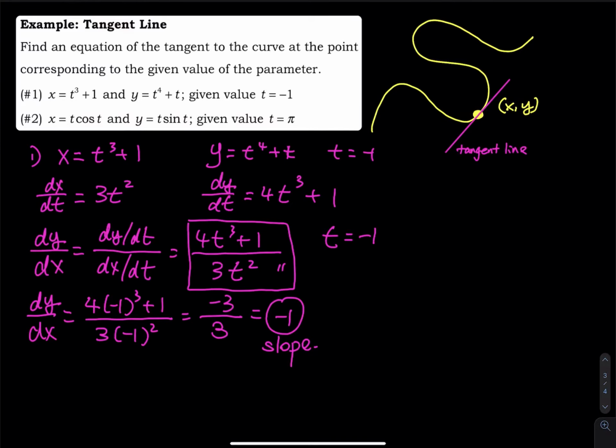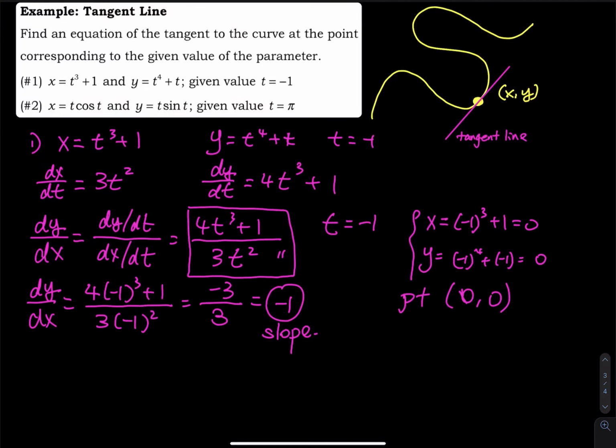But I have the slope. What about the point? To find the point, you have to plug -1 into the parametric equation. So x equals -1 to the third plus 1, which equals 0. And y equals -1 to the 4 plus -1, so that is 1 minus 1 equals 0. Therefore, my point is 0, 0.